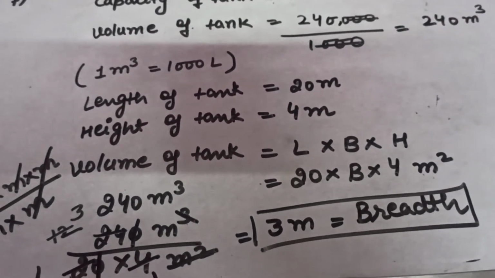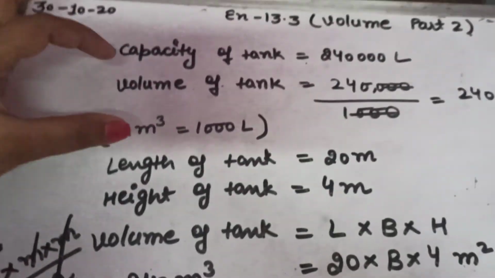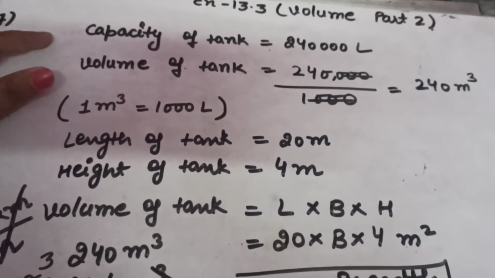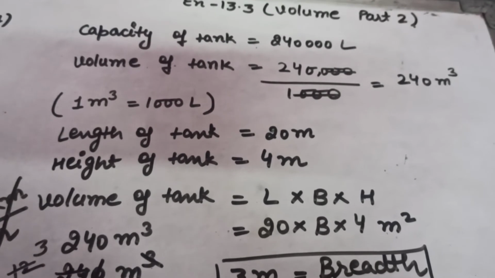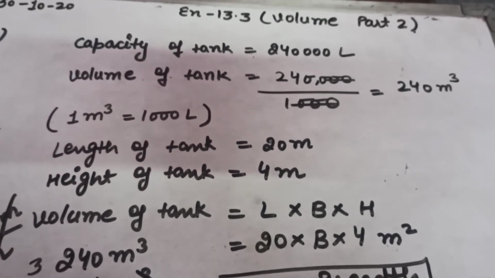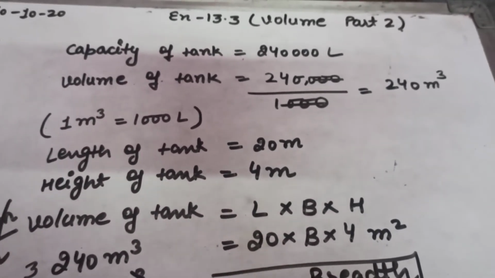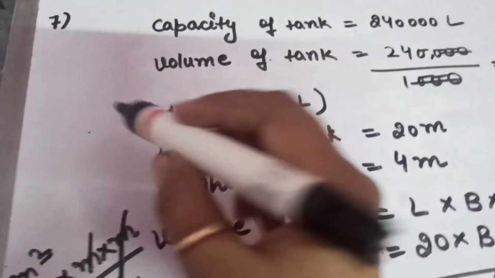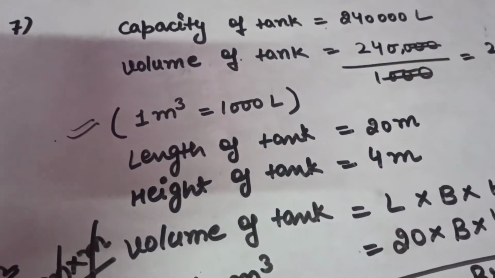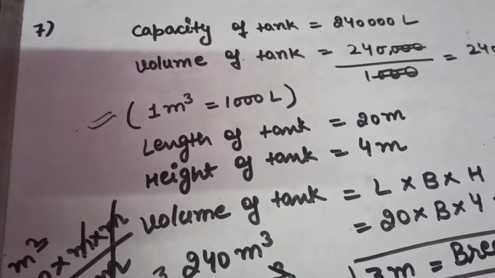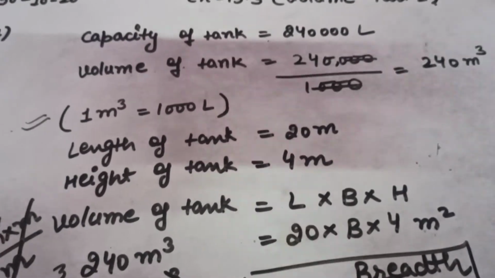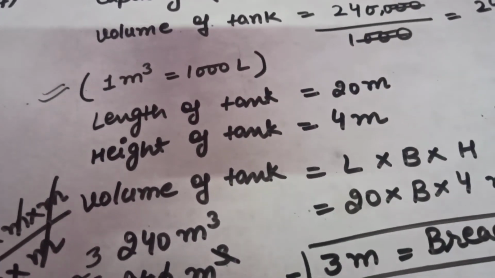The question is clear. In this question, the main part is this, where you have to convert capacity into volume. How will you convert? By dividing it by 1000, because we know 1 meter cube equals 1000 liter. Clear this question? Now come to question number 8.